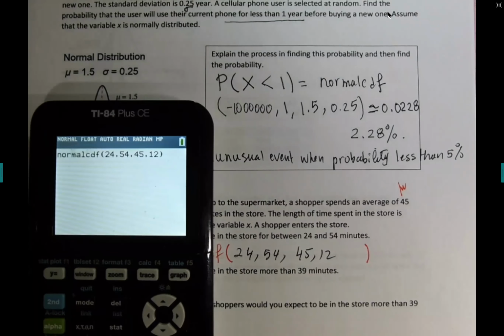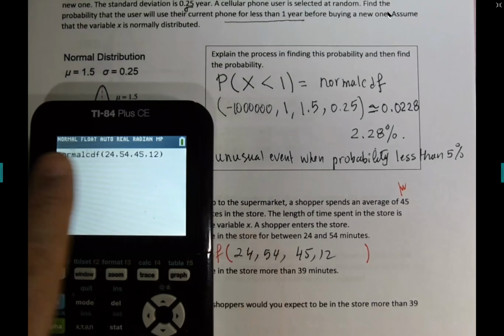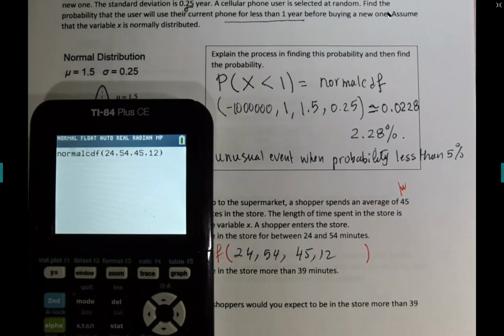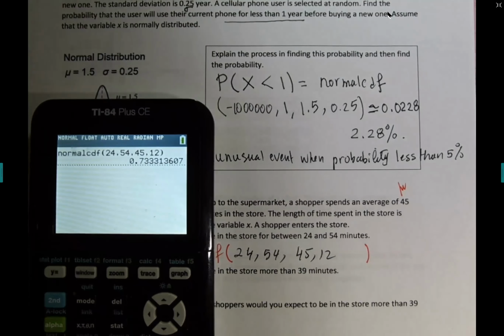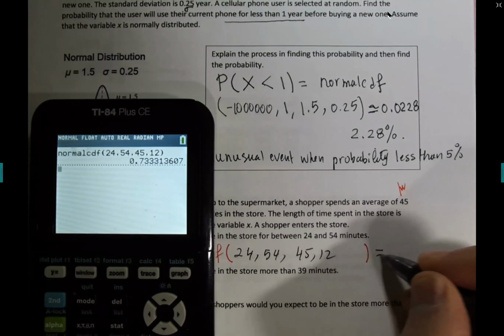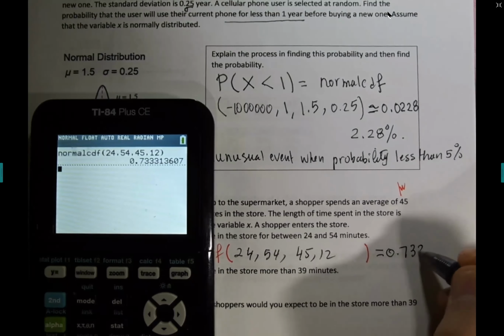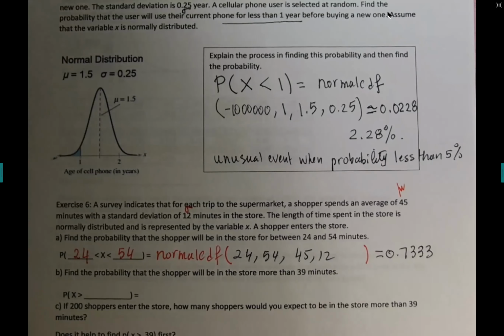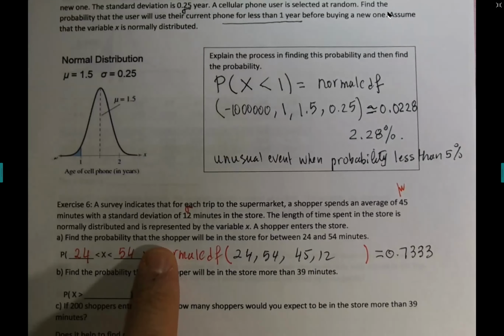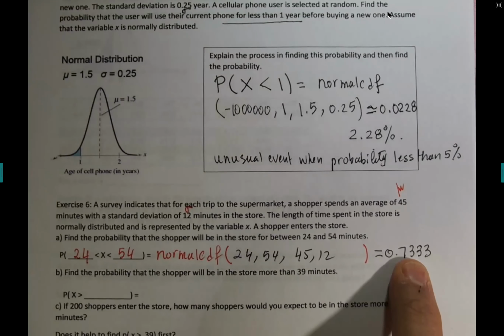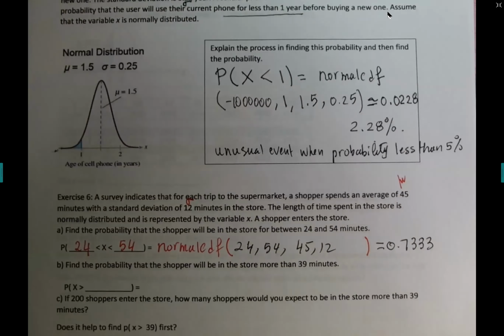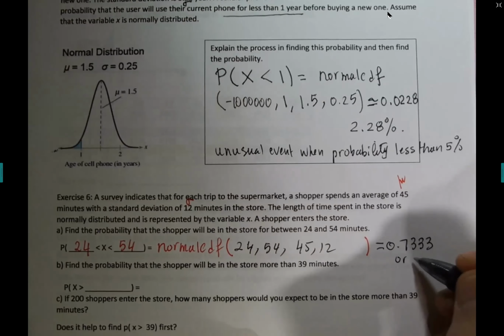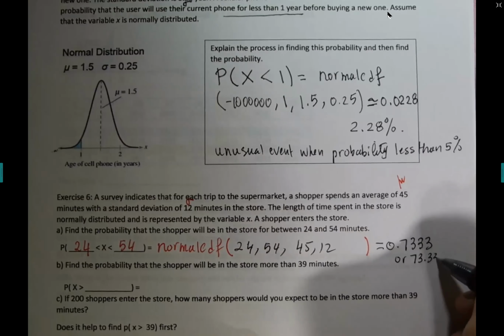And now press enter. See, now the language that I put there is showing on the screen. It's 0.7333 if I do 4 decimal places. There you go. If it says what percent of the shoppers, you have to change this to a percent. So just be careful. Or 73.33%.